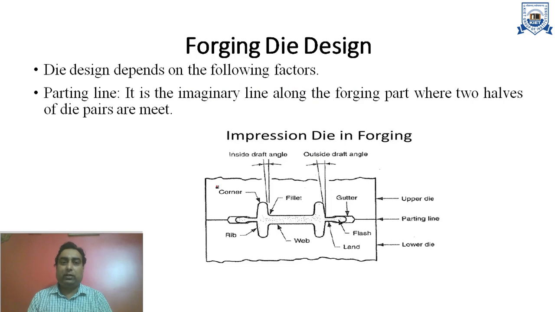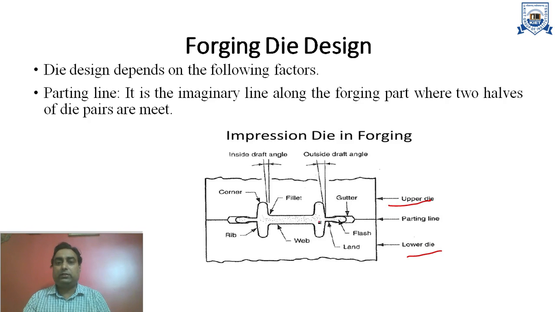As you know, dies are used in forging, and if we consider impression die forging, then we know that we have to use two dies, a lower die and an upper die. Here this is the lower die and this one is the upper die, and this is the cavity space between these two dies, where the material flows.